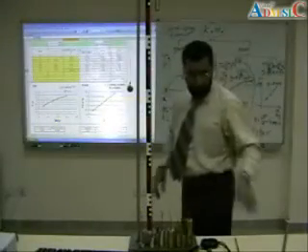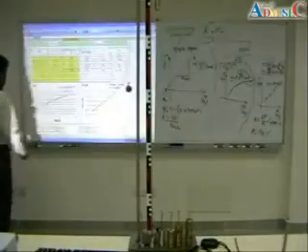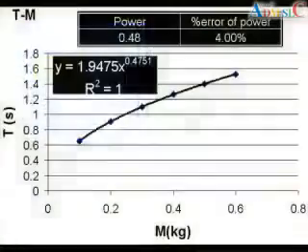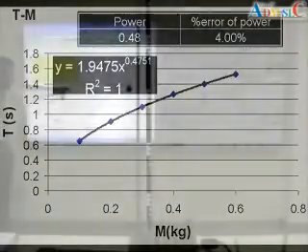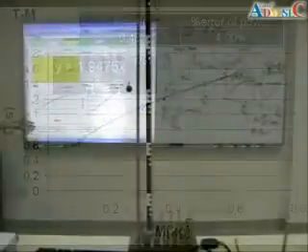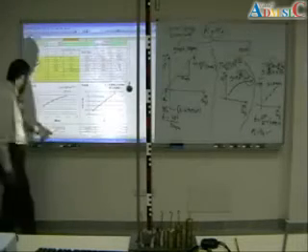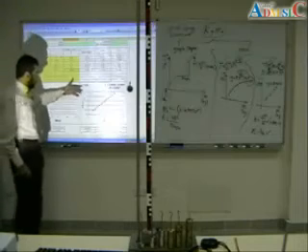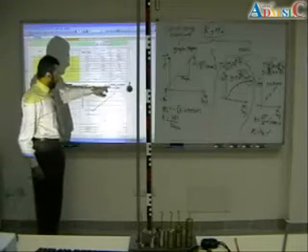Now, as I see here, I have what? So if I check the power, it's 0.47. It's good. I mean, T with N gives me power 0.47. So this percentage error is 4%. So this is good. I think it's good.